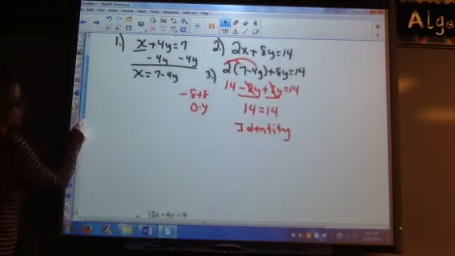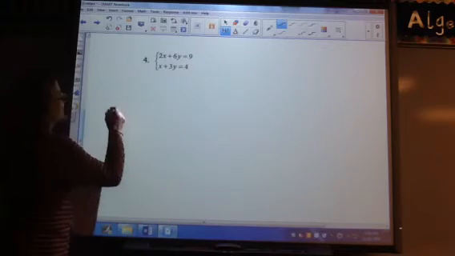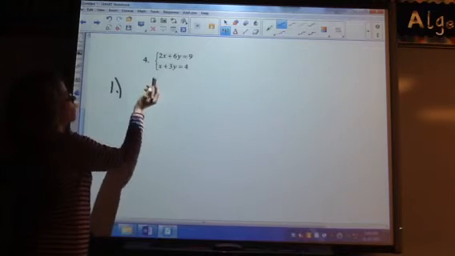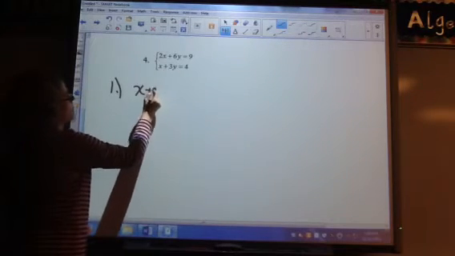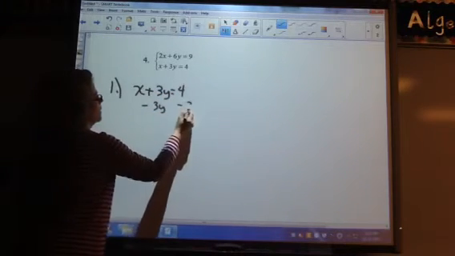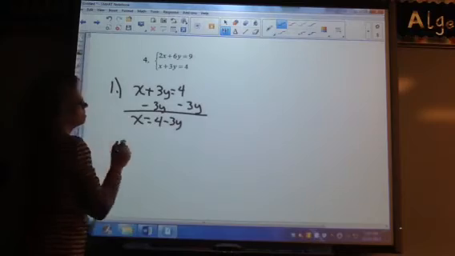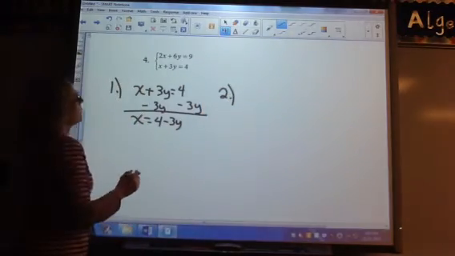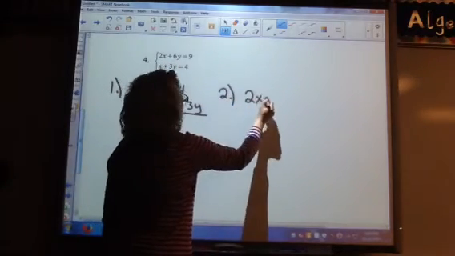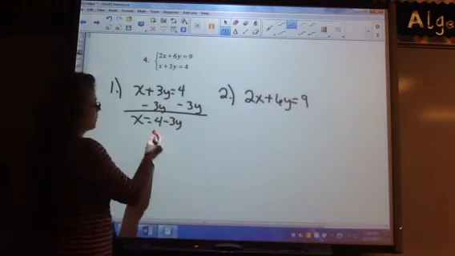Okay, let's go to the next one, last one. Step 1, pick one of your equations and solve for the variable. Well, x has a coefficient 1 in it right here on this equation, so I'm going to solve for x. So I need to subtract 3y from both sides. Alright, step 2. I need to pick the second equation that I didn't use. I used this one, so now I need to use this equation, and I need to substitute in for x.